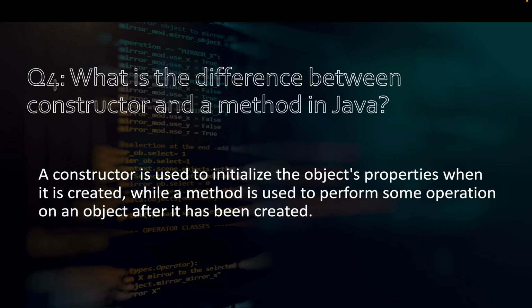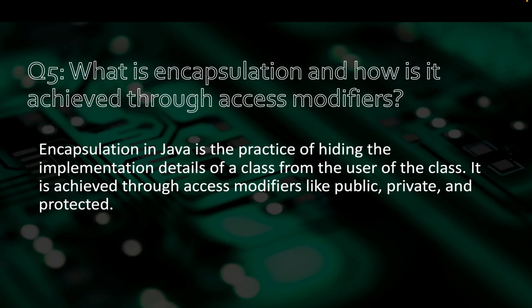Question number 4. What is the difference between constructor and method in Java? A constructor is used to initialize the object's properties when it is created, while a method is used to perform some operation on an object after it has been created. Question number 5. What is encapsulation and how is it achieved through access modifiers? Encapsulation in Java is the practice of hiding the implementation details of a class from the user of the class. It is achieved through access modifiers like public, private, and protected.